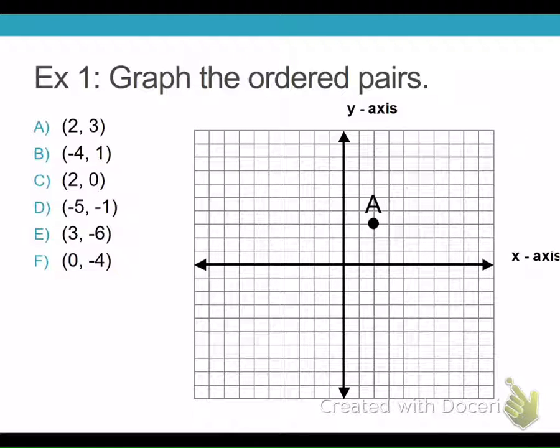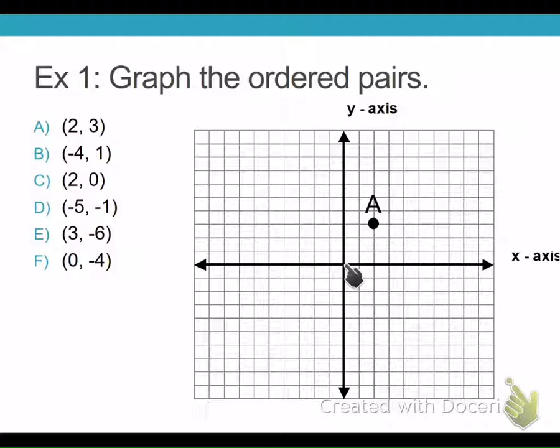Every year I see a student, they don't want to put the point. They just put an A there. I will mark those wrong, okay? You are graphing the point A. You're not just graphing a giant A. I need to see the point. Okay? Questions?